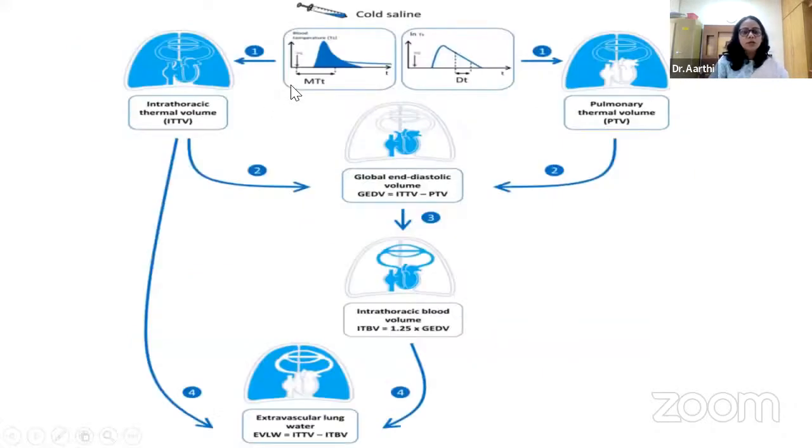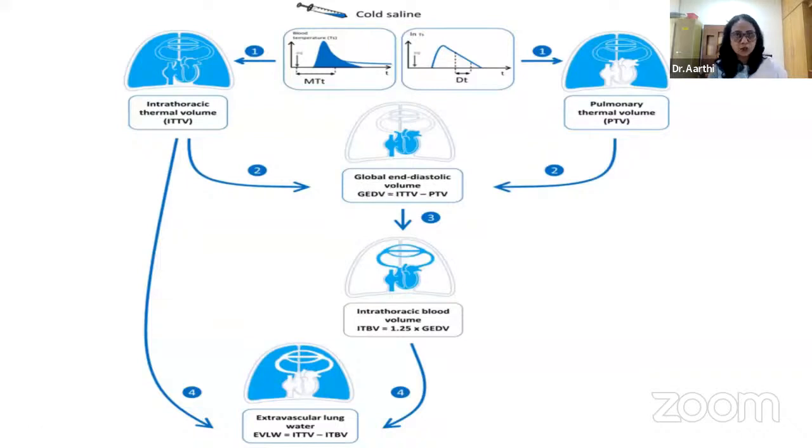With the area under the curve, we monitor the cardiac output. Along with the mean transit time and other parameters, one can derive the intrathoracic thermal volumes. The whole volume in the intrathoracic space is called the intrathoracic thermal volume, and one can also derive the pulmonary thermal volume. When you exclude the pulmonary thermal volume from the intrathoracic thermal volume, one gets what is called the end diastolic volume.